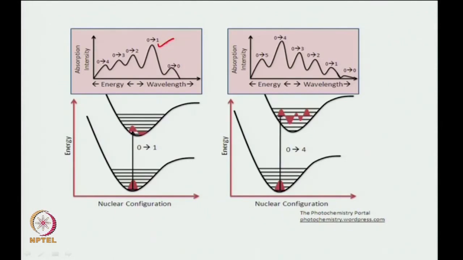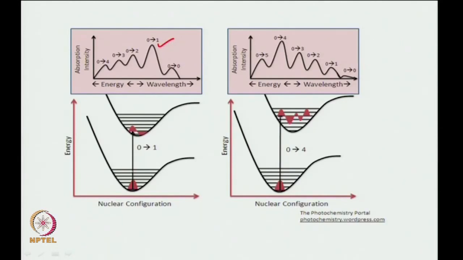Okay? Now, because of this band, the other transitions like 0 to 4, 0 to 3, 0 to 2 would also be there. That means, from V equal to 0 to V equal to 3, from V equal to 0 to V equal to 4 and so on. But because here the vibration is not as high, the extent of the vibration overlap is not as high as that for which one? 0 to 1, hence their intensities would be lower.